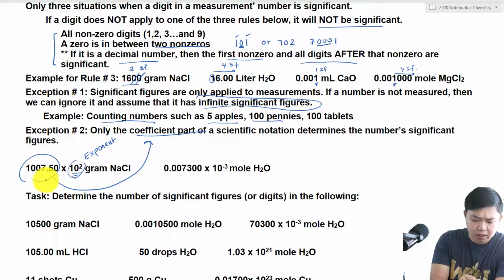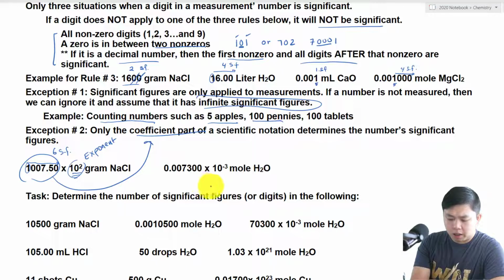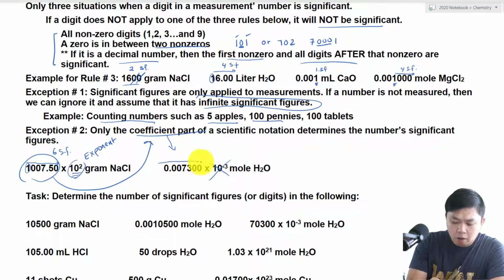So in this case, if this is a decimal number, we go back to our first non-zero, start right there, count all the way to the end, and we stop there, right? So 1, 2, 3, 4, 5, 6. So we have 6 significant digits or figures. Now let's try this one. We have this right here. We don't care about that part because that's the exponent part. We only care about the coefficient. So start with our first non-zero right here. Count all the way to the end. 1, 2, 3, 4. So we have 4 significant digits.